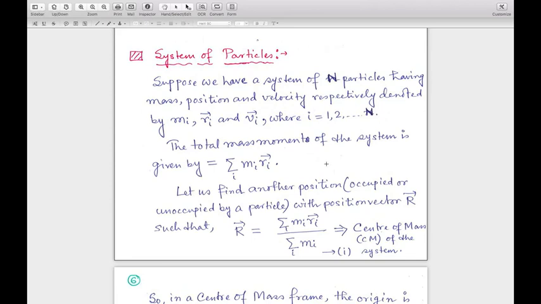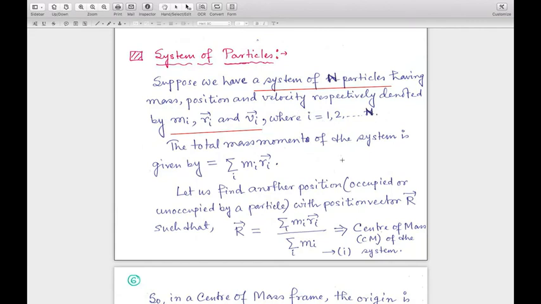So, in this part of the first lecture, we will be discussing the Newtonian mechanics of a system of particles. Let's say instead of one single particle, we now have a system of capital N number of particles, and their mass, position and velocity are respectively denoted by mi, ri and vi. Of course, ri and vi are defined with respect to some specified origin, and this index i ranges from 1 to capital N.